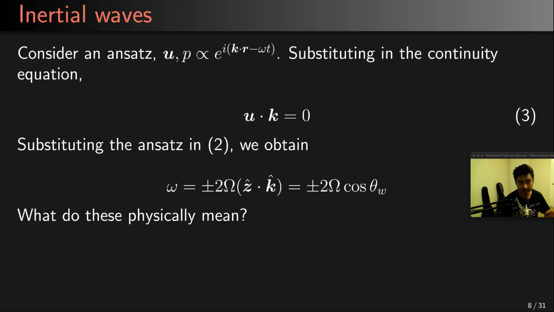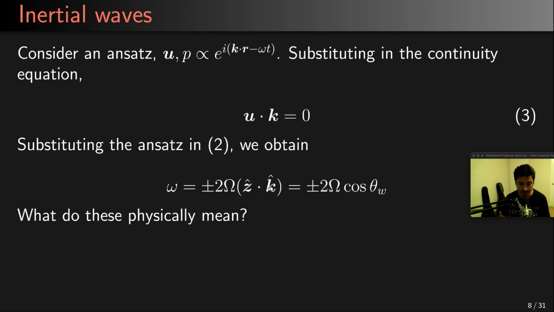And substituting it in the wave equation gives you the dispersion relation, which shows again that the magnitude of frequency lies between 0 and twice the rotation rate. So this can only lie between 0 and 2 omega, and the frequency depends only on the direction of the wave and not on the magnitude of the wave vector.